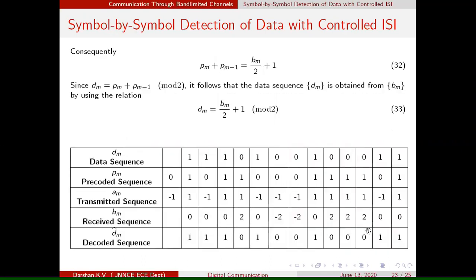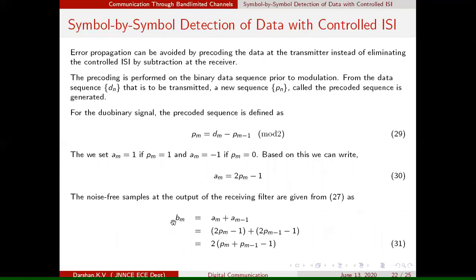Now we are having this BM. From this BM, you have to find out what has been transmitted, or what the original data sequence was. So this is the data sequence, right? This needs to be transmitted directly. But we are not transmitting it directly; we are pre-coding and then transmitting. Why would this pre-coding be done? Because we think that if we do this, there won't be any error propagation. Let me show that over here.